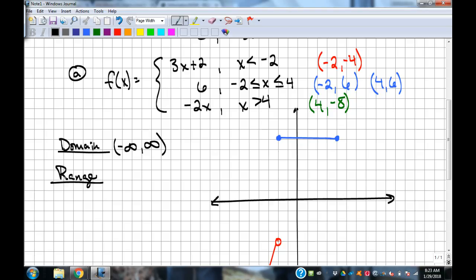The range. Range can be done without the graph, but it's not necessarily very easy. Okay, got to have that graph. Really, it makes the range much easier. Maybe not very easy, but much easier.